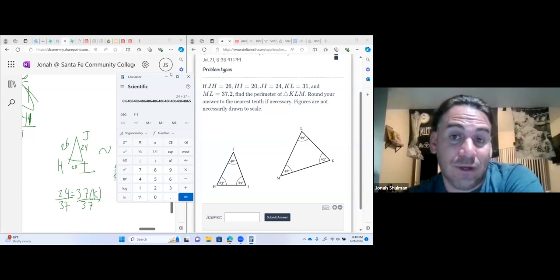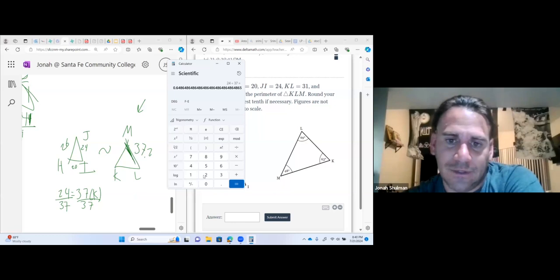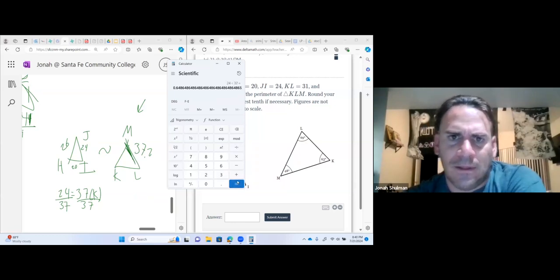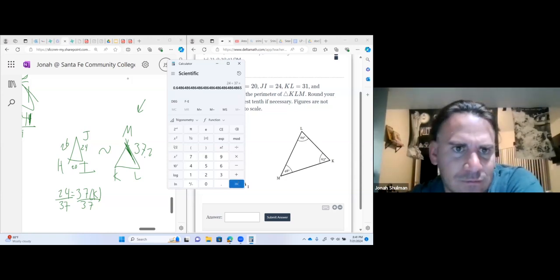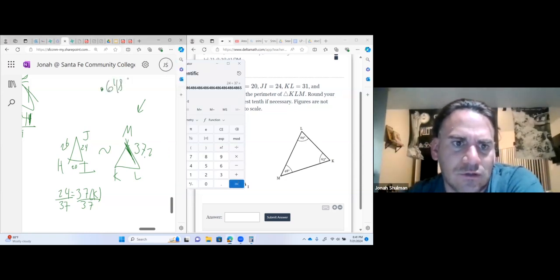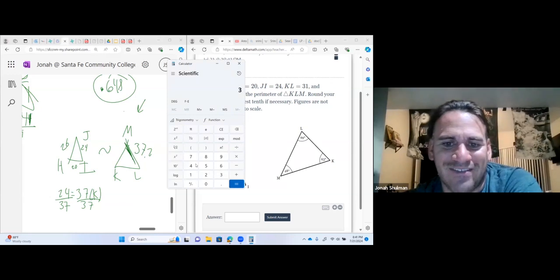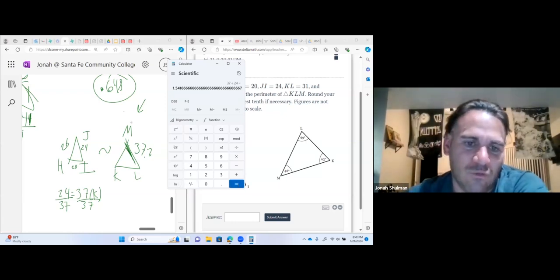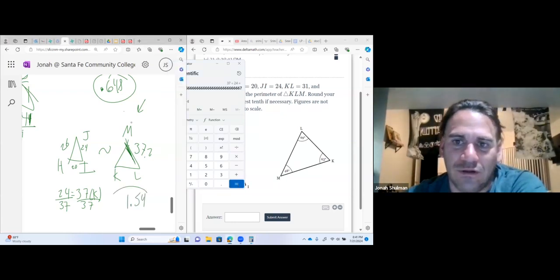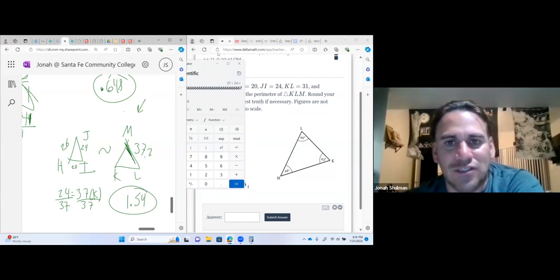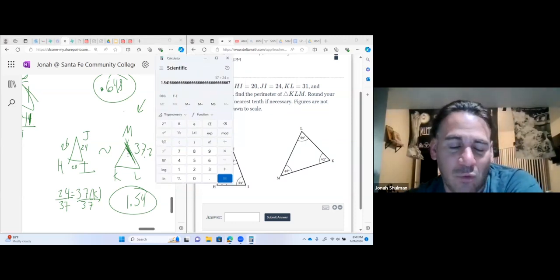Oh, I actually do have to go the other way. 24 divided by 37 is 0.648. There's your scale factor. So basically, no, I had it right the second time. Oh my God. 37. This is why I never do it this way, because sometimes it's just confusing. So we know it's 1.54. So all I have to do is take each of these and multiply them by 1.54.